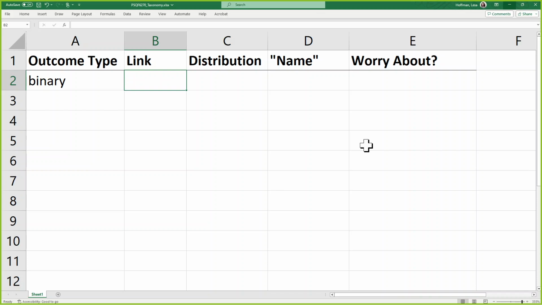Logit's one. Give me another. Probit. Probit. And if you're in the IRT class, what is that called? Ogive, yes. And why these link functions in particular? What makes them designed for binary data?